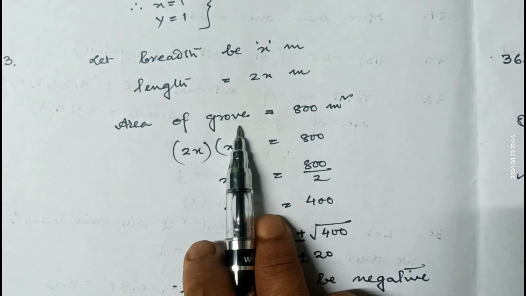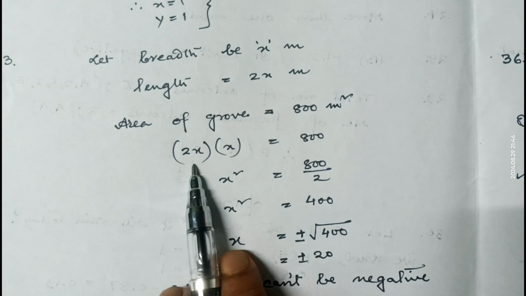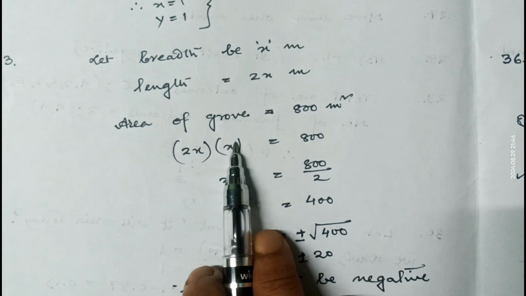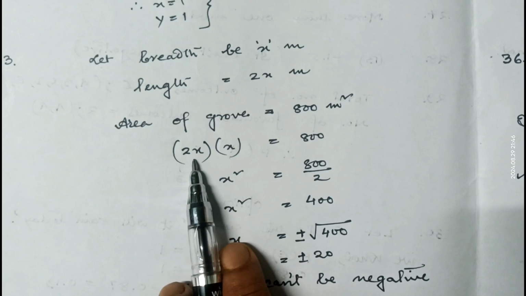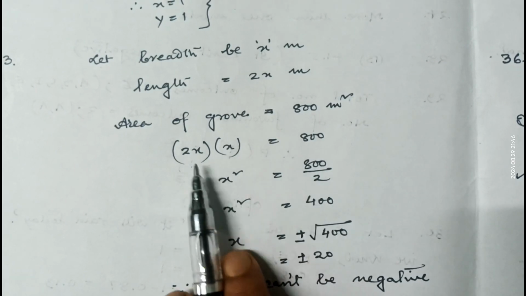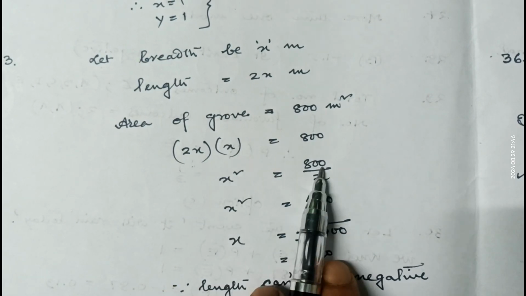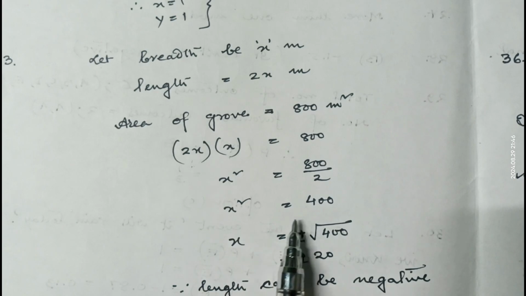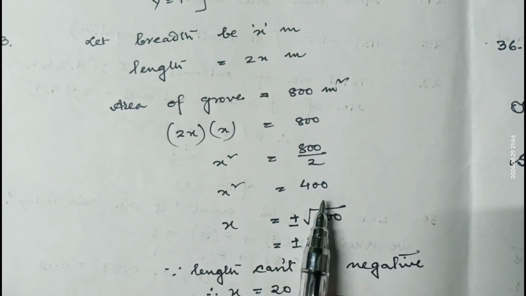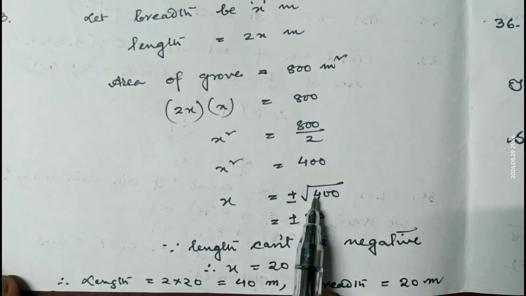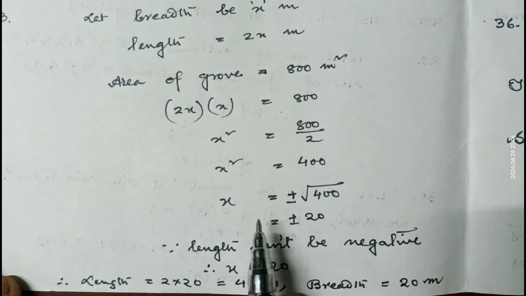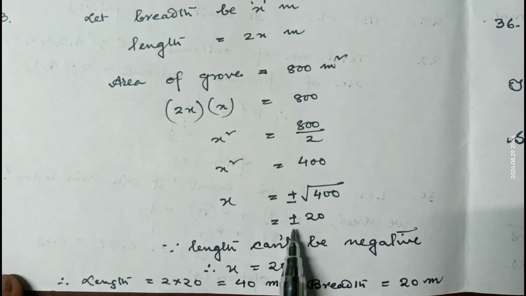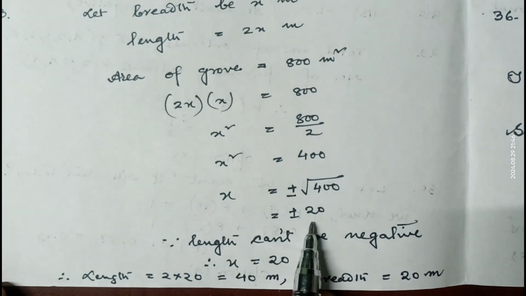Since we know the area of a rectangle is length into breadth, and here length is twice x and breadth is x, so twice x into x is 800, x square equals 800. Transferring the 2, it will be 800 by 2. So x square equals 800 by 2, which is 400. So x will be plus minus root over 400, which gives plus minus 20. Now we know length cannot be negative, so minus 20 we are not considering here. So we are considering x equals 20.